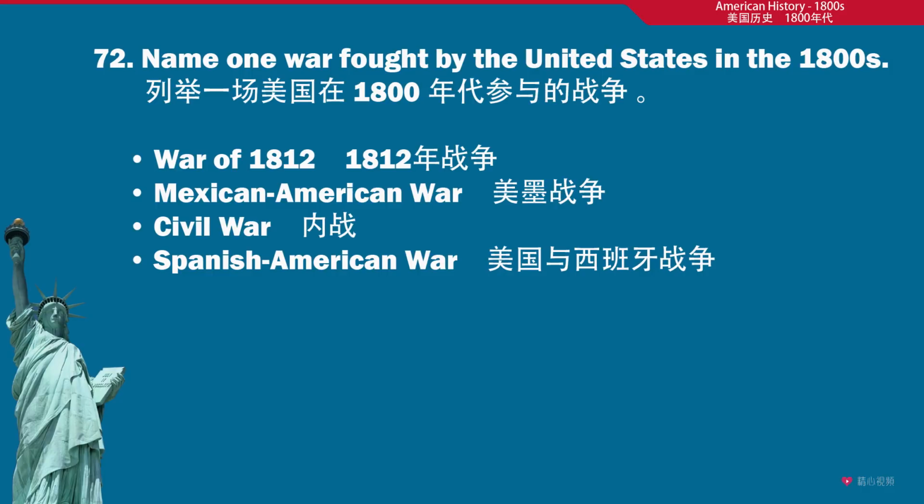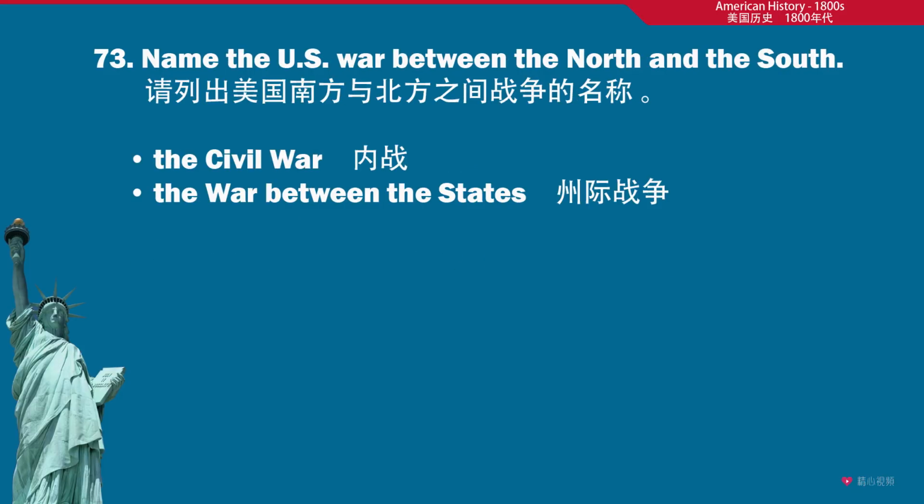Name one war fought by the United States in the 1800s. War of 1812. Mexican-American War. Civil War. Spanish-American War. Name the U.S. war between the North and the South. The Civil War. The War between the States.